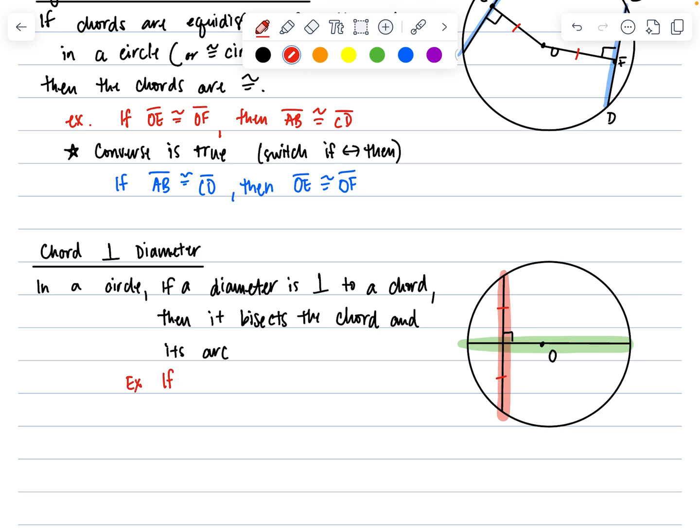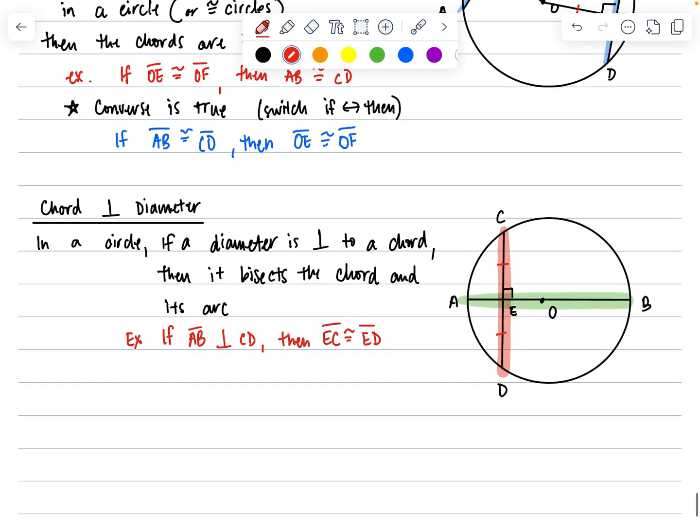So here's your example. Oh, and I should name some pieces here. Let's call this A, let's call this B, let's call this C, let's call this D. Okay? And then we could say if AB is perpendicular to CD, then, oh, I forgot one. Let's call this one E, this intersection. Then EC will be congruent to ED.